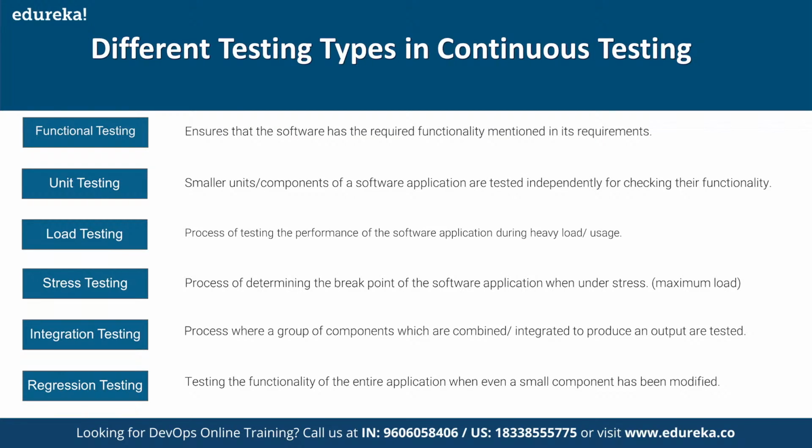Second is your unit testing. Unit testing means, let's suppose in an application, you have different components. You have a front end, a back end, a middleware, a caching, a queuing server. One application has many components. So testing each and every component independently is called unit testing. Unit testing means testing smaller components of your application.